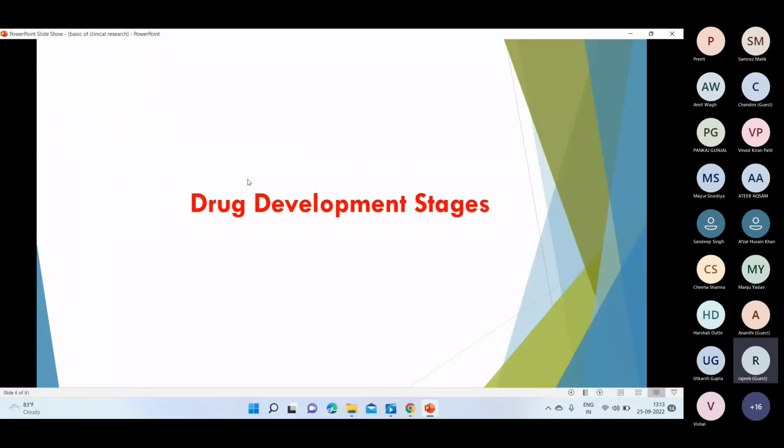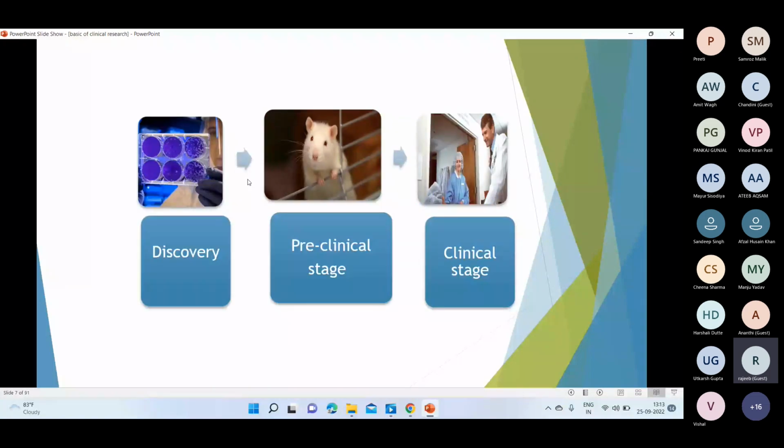So now we learn the drug development stages. See, before the clinical stage, as I said, in the clinical stage we are dealing with human beings. We will give the drug to humans. But to give the drug to humans, it's a big thing. We have to deal with a number of things. We have to see the ethical part. We have to see whether the drug is really safe or not. So to start the clinical part of a trial, there are two initial stages, that is discovery and preclinical.